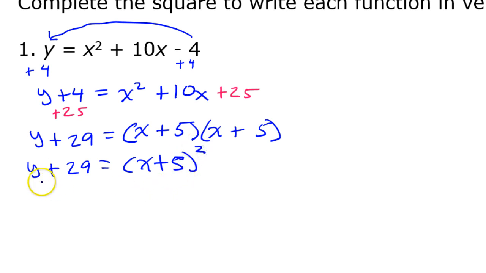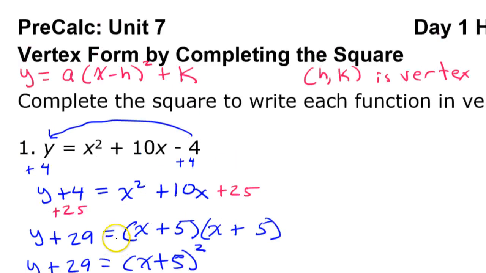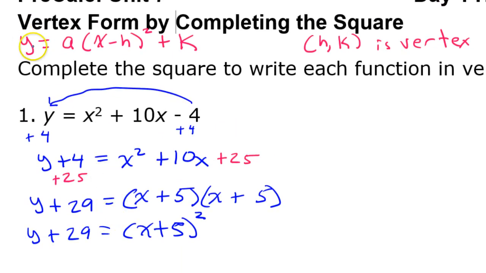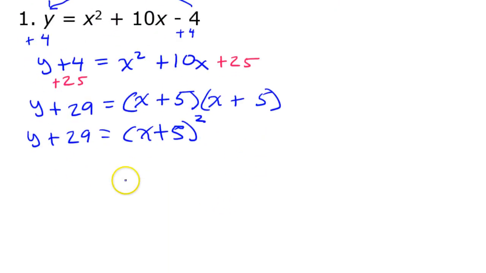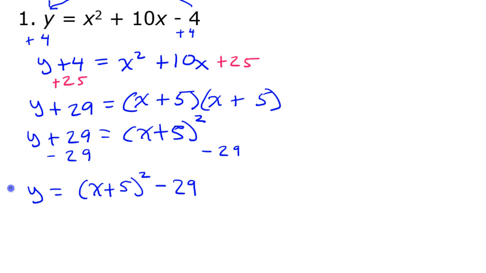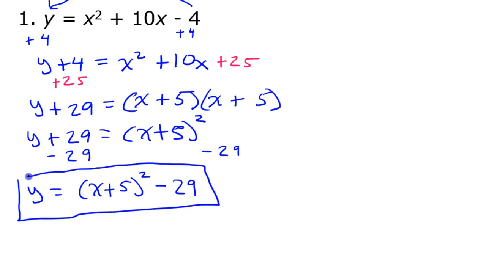Now finally, we do want to get y by itself again, right? Because in vertex form, it's still y equals. So I will subtract 29 from both sides for my final step. So now I'm going to have y equals x plus 5 squared minus 29. Okay, so this is vertex form for problem number 1.